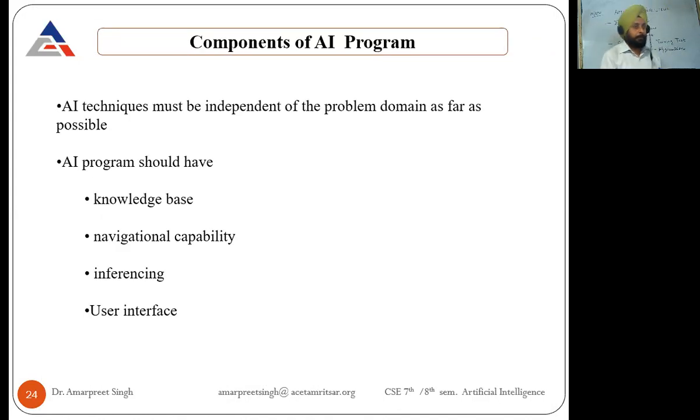Components of an AI program. An AI technique must be independent of the problem domain as far as possible. An AI program should have a knowledge base. First of all, it should have a knowledge base. Second is the navigational capability. Third, inferencing. And the final thing is the user interface. Again, I repeat, an AI program should have a knowledge base, navigational capability, inferencing power, and the user interface. And what are their roles? Let us look.